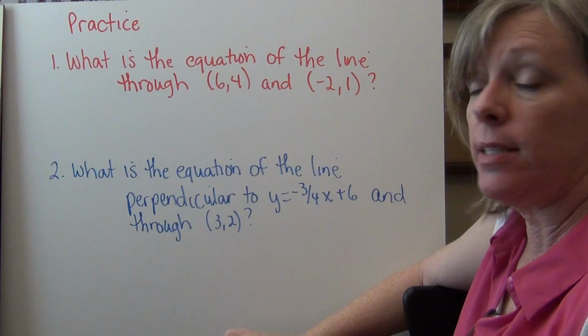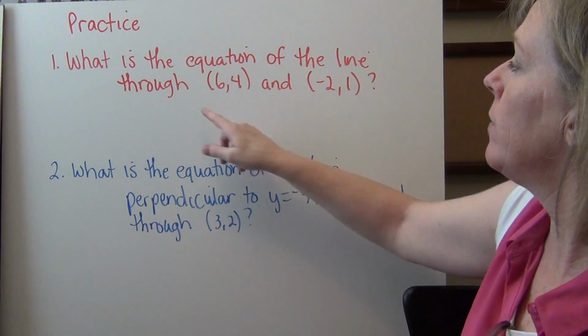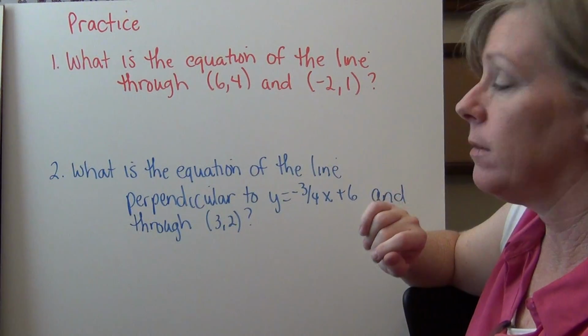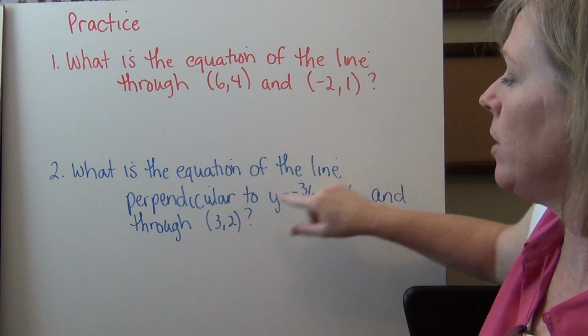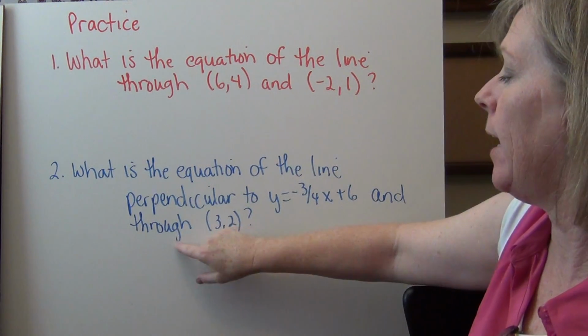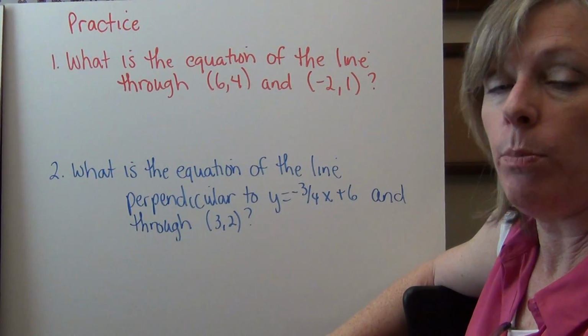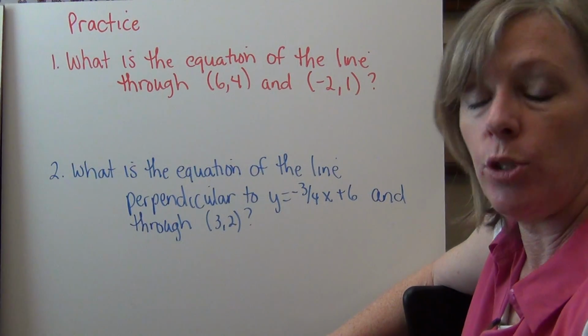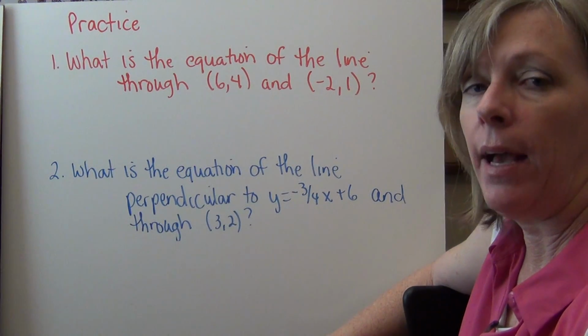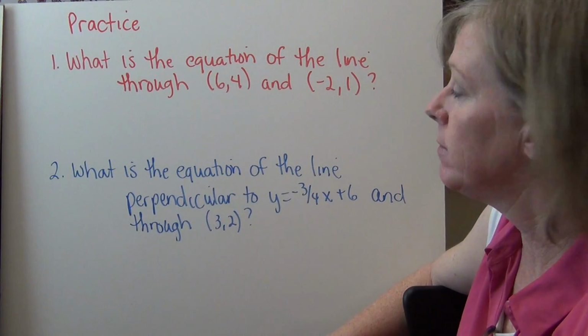Now, it's time to practice this. What is the equation of the line through these 2 points? Second question, what is the equation of a line perpendicular to this and through this point? So pause the video, see if you can do these on your own, and then come back and get help if you need it.